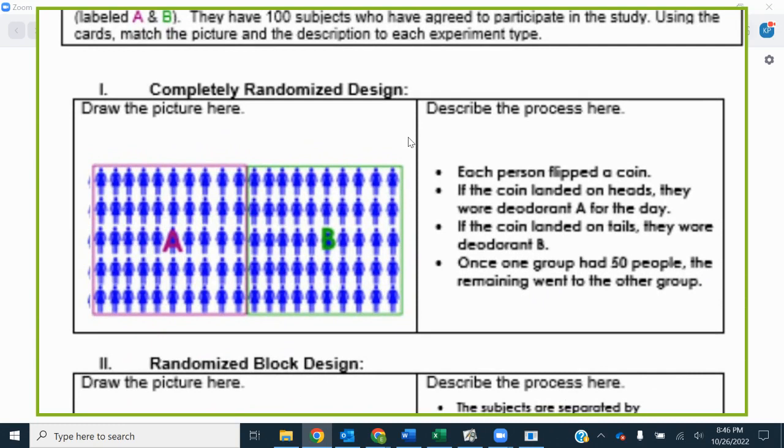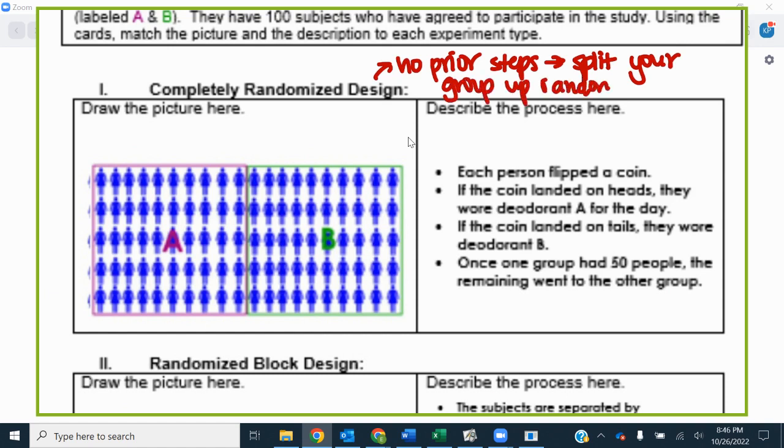All right, so we learned completely randomized design last class. It's the most basic kind. There are no prior steps to this one. You just split your group up randomly into treatment groups.